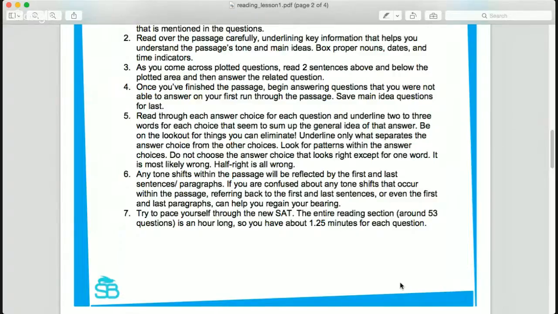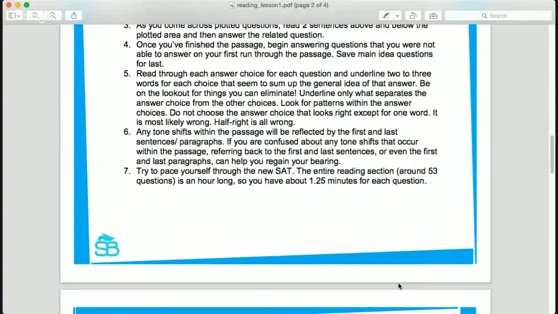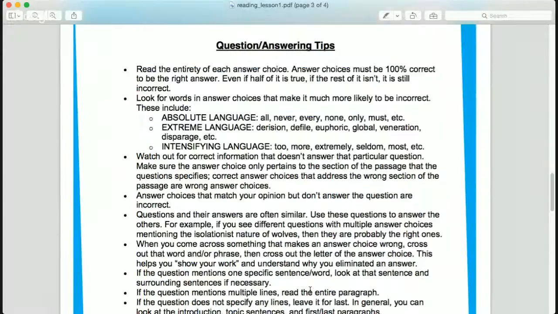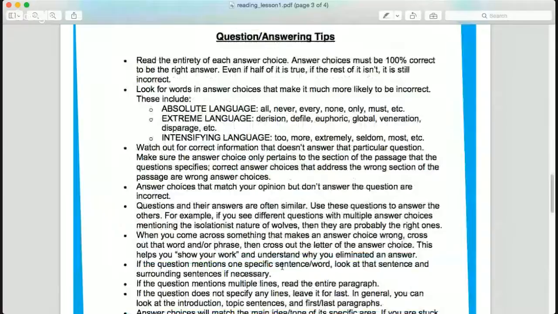Also, number 7, try to pace yourself through the new SAT. The entire reading section is an hour long, so you have about 1.25 minutes for each question. If you weren't planning on it already, I recommend you bring a watch that you know how to use and constantly look at it to make sure you're on track for your time.